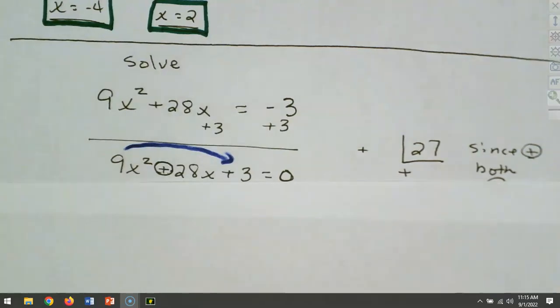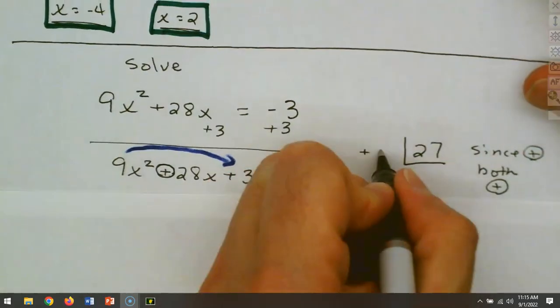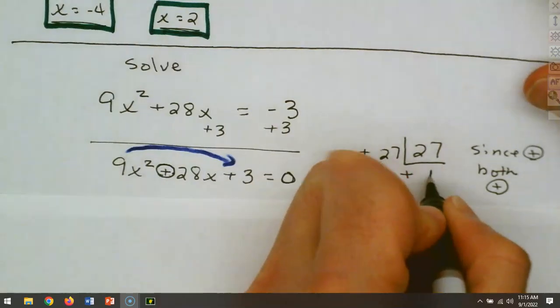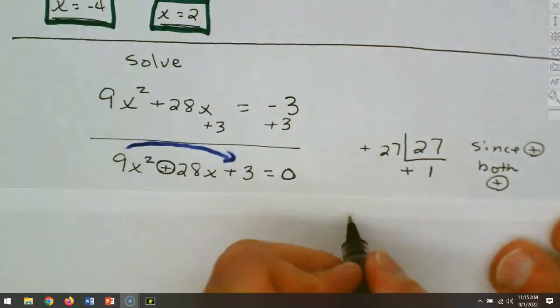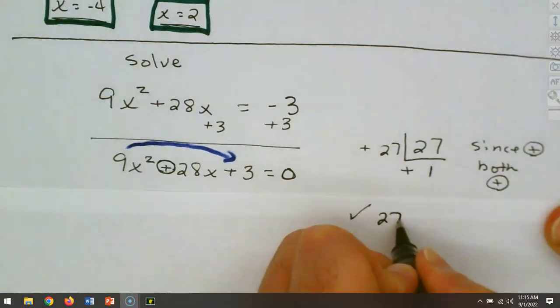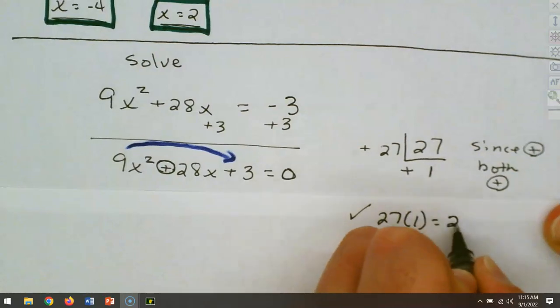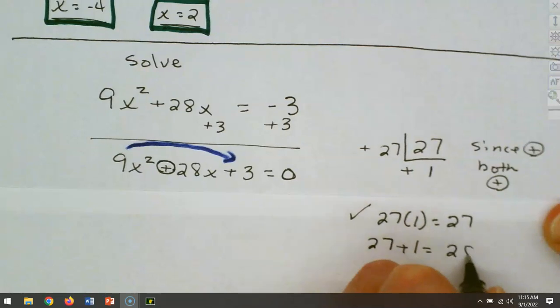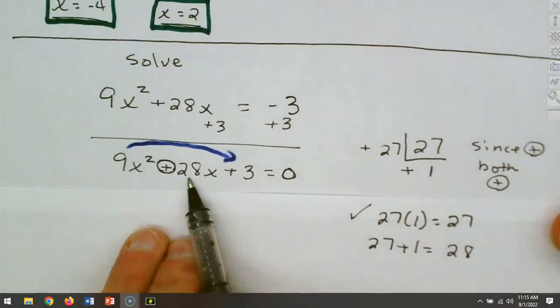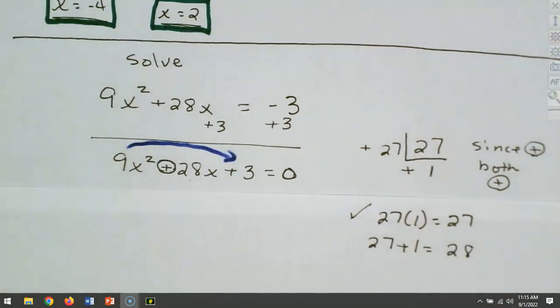So how about we try 27 and 1? Is that going to work? Yes. Because how do we know? How do we check it? Okay, we check it because 27 times 1 is 27, and 27 plus 1 is 28, which matches in the middle. Now, we cannot just jump to our factors. We have to do one extra step.